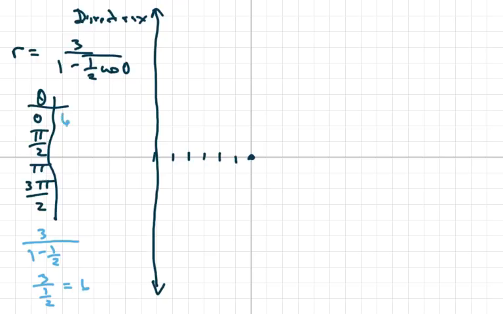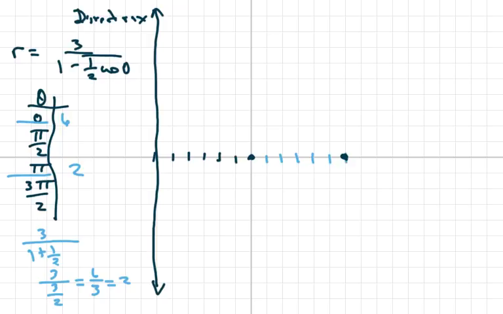Alright, and then I'm going to go ahead and do pi next. Pi is just going to be plus, because that's going to be -1, so 2 negatives make a positive. So we're going to get 3 over 3/2, which equals 6/3, which equals 2. So basically, at 0, we go to 6. So we're going to go out here, 1, 2, 3, 4, 5, 6. So there's a vertex right there. And then at pi, it's at 2.